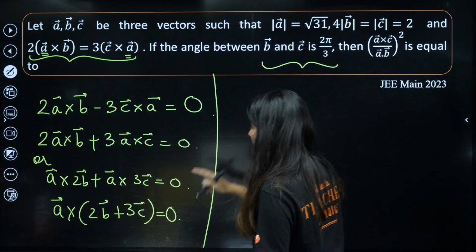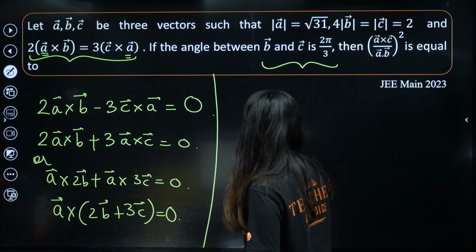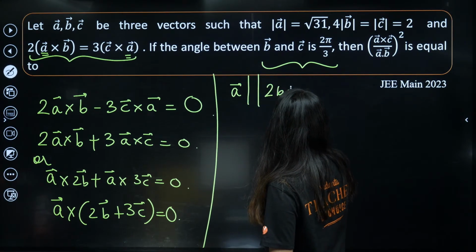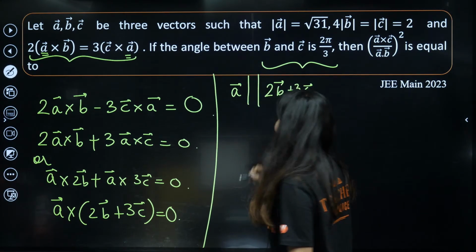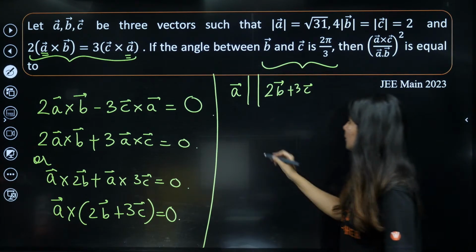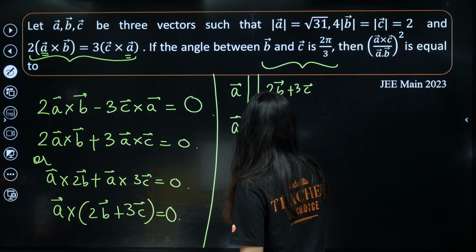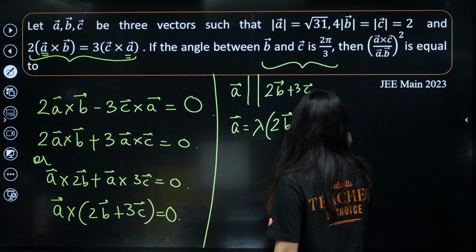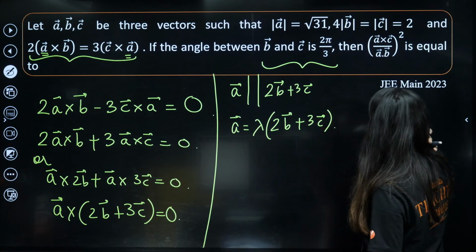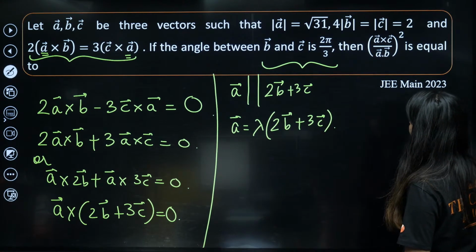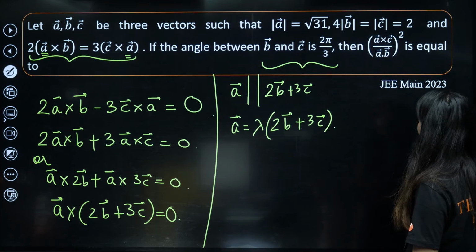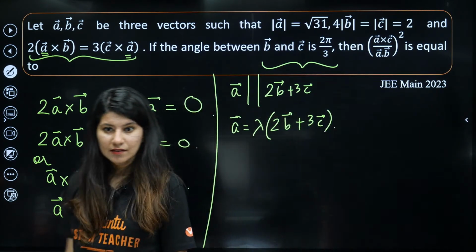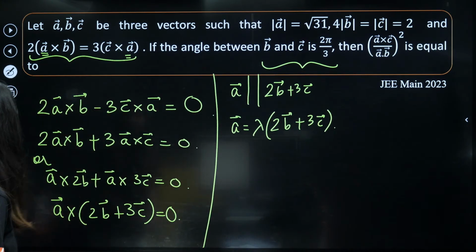A is out, right? So A cross 2B plus 3C is equal to 0. That means A vector is parallel to 2B plus 3C, right? That means A vector can be written down as lambda times 2B vector plus 3C vector. And you know what? You have the magnitude of B and C vectors. Wrong step. First step wrong.